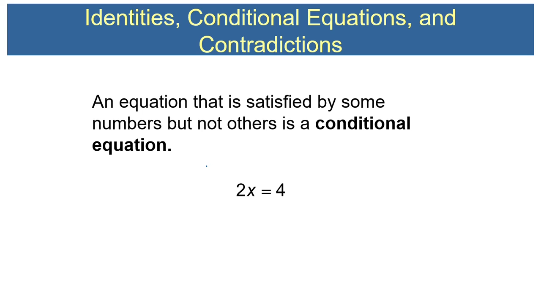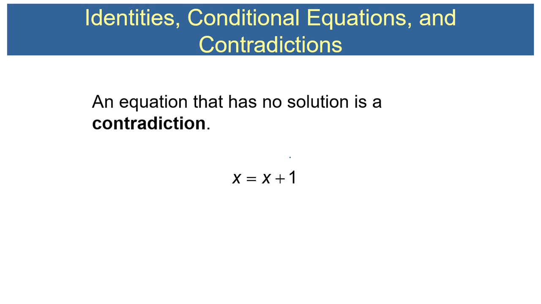An equation that is satisfied by some number but not others is a conditional equation. Consider 2x equals 4. If I were to solve this, I get x equals 2. There is only one solution in this question, and no other solution will work, and that's known as a conditional equation. An equation that has no solution is a contradiction.